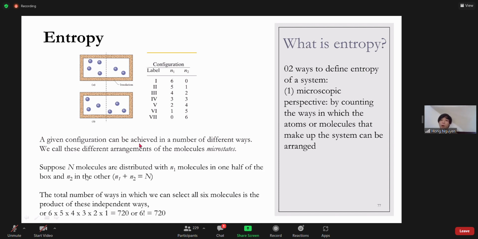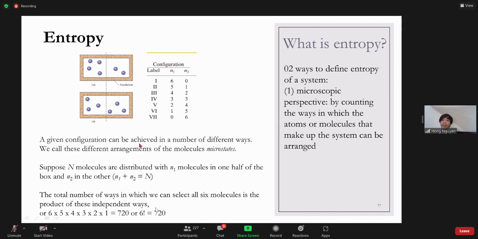So the total number of ways in which we can select all 6 molecules is the factorial of 6. So here we have 720 ways that the 6 molecules can rearrange in our system. But because the 6 molecules are identical, we cannot distinguish them. So there are several ways that this one will become this one or this one. We cannot distinguish them, then we have to eliminate, okay? We have to eliminate the microstates which are identical.